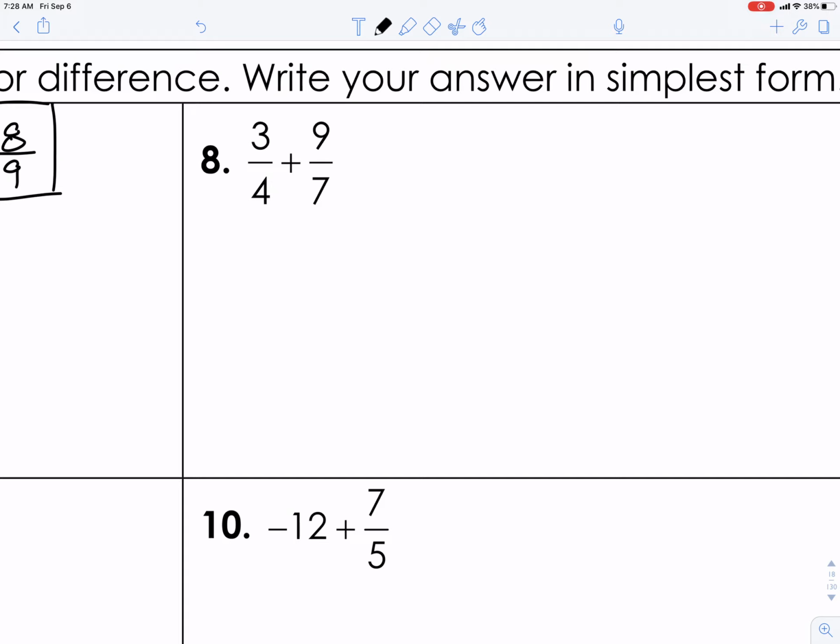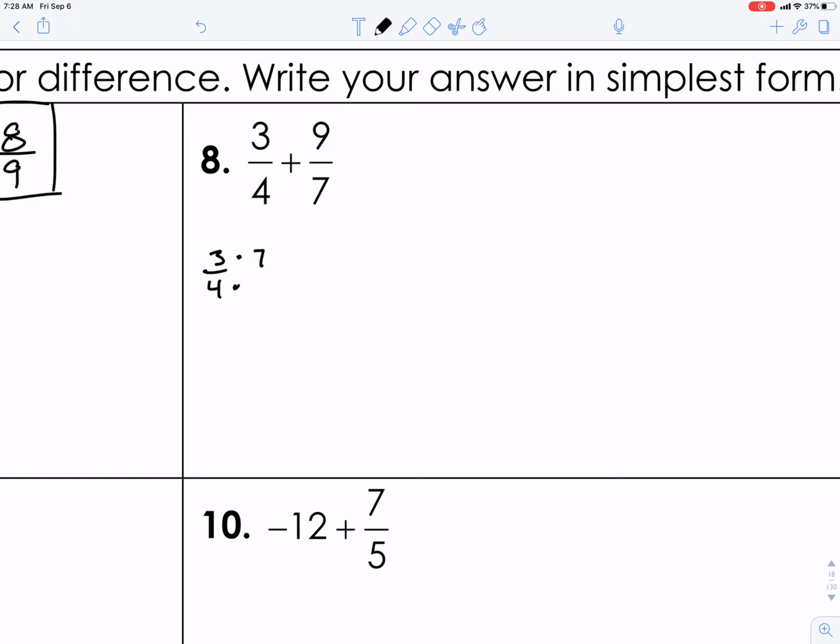Is there a smaller number that 4 and 7 go into? Well, the only numbers that 7 goes into that are smaller than 28 are 7, 14, and 21. And 4 doesn't go into any of those evenly. Okay, so 28 looks like that's the number I need. So I need to convert both of them. So to get 3/4, what do I multiply 4 by to get 28?